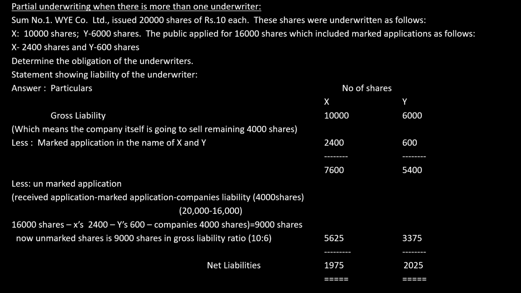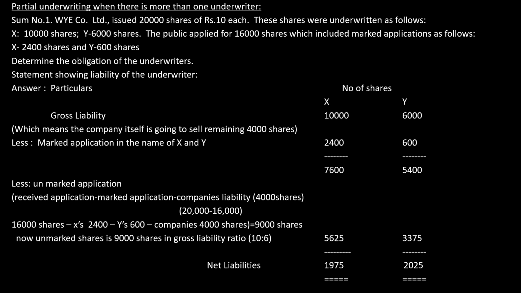The public applies for 16,000 shares, which includes marked applications as follows: for X 2,400 shares and for Y 600 shares. So let us see how to work out this partial underwriting. We'll start with the gross liability of X and Y. X's liability is 10,000, Y's liability is 6,000, which means the company is again accepting to sell 4,000 shares on its own behalf.